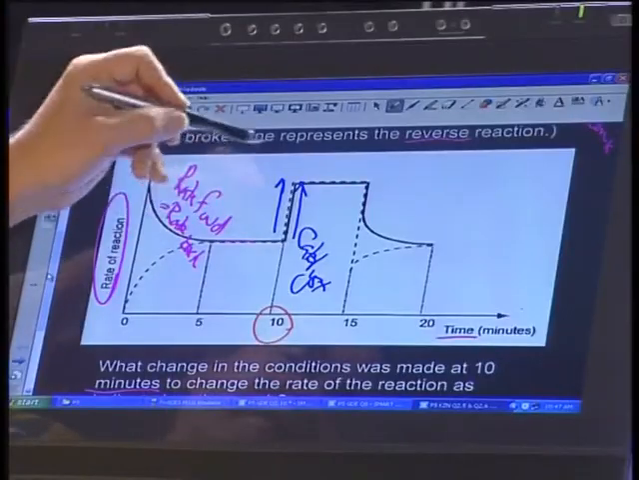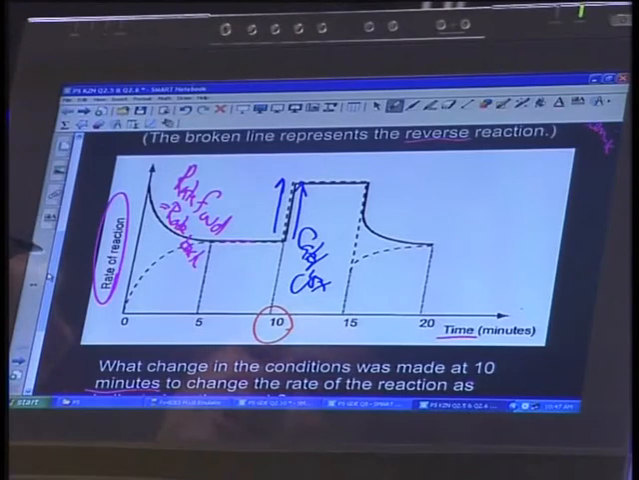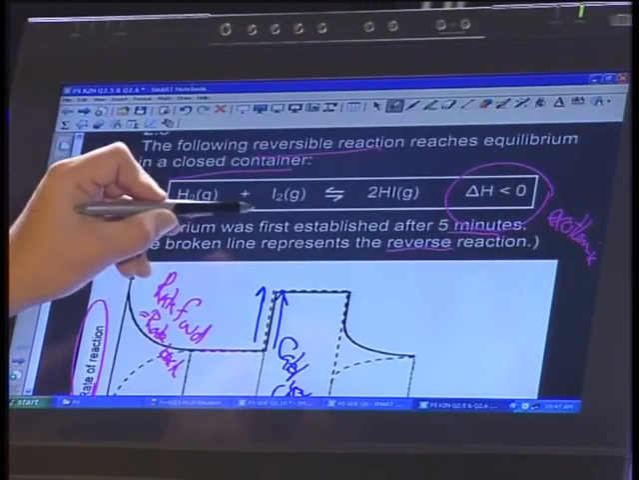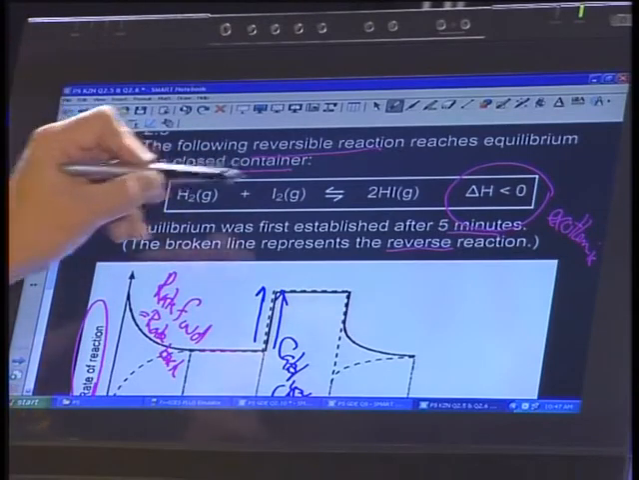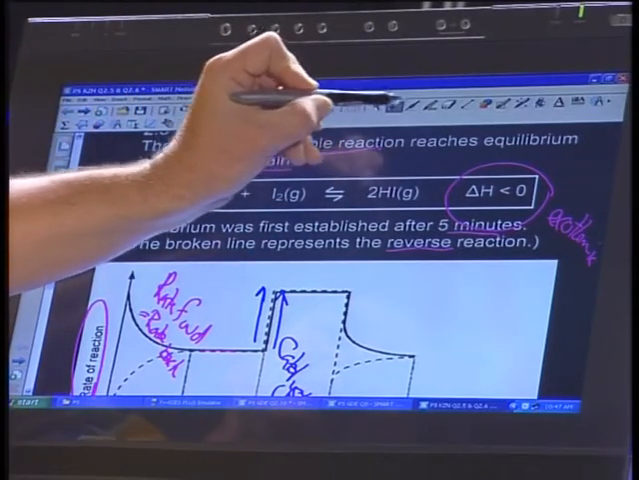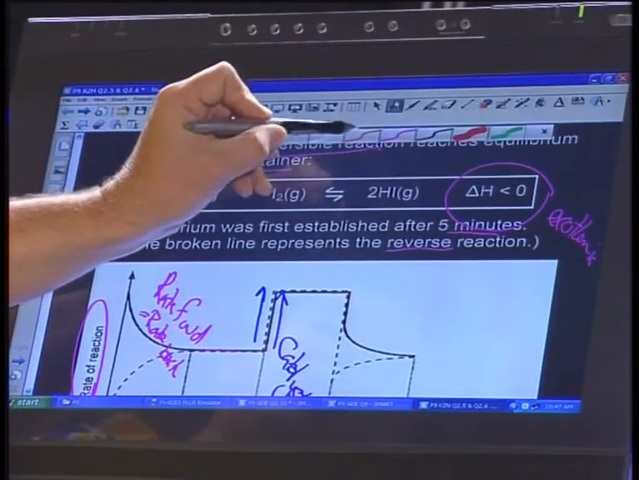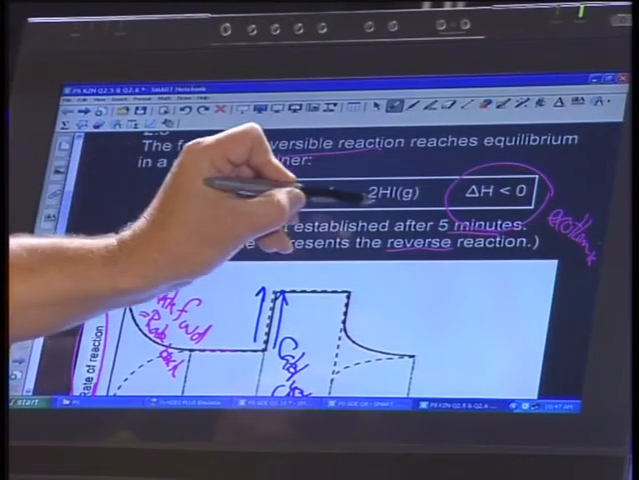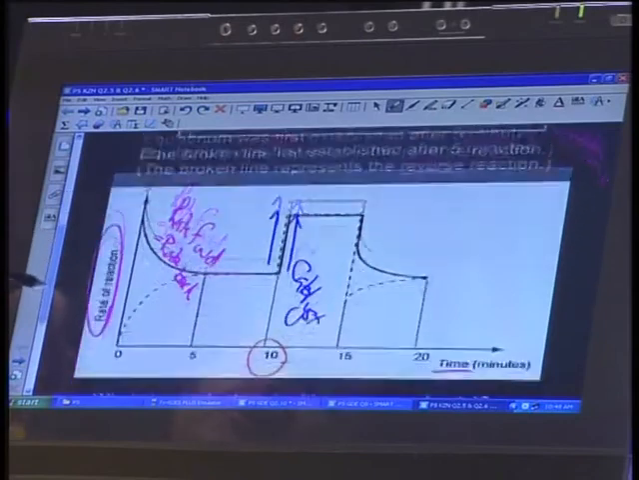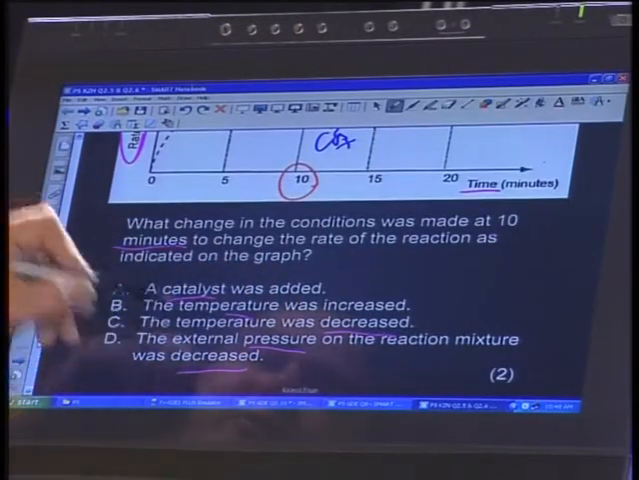It's not a change in addition of a substance, because then one will be more than the other. So it's not a change in concentration. It's not a change in pressure, because pressure will not have any effect here. Because look, if we change the pressure, have a look. It might change the rate a little bit, but it's not going to shift the equilibrium. So we recognize we've got 2 moles here, we've got 2 moles there. Pressure is not going to have an impact. The external pressure on the reaction was decreased.